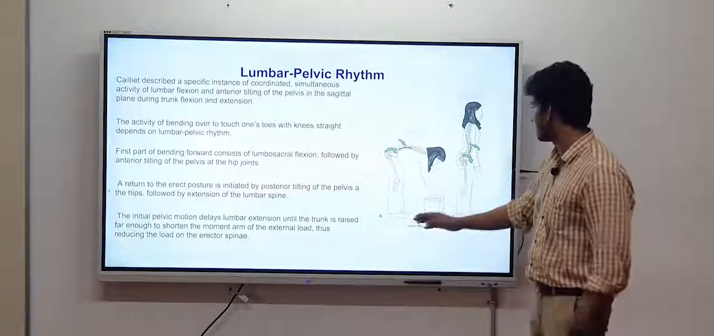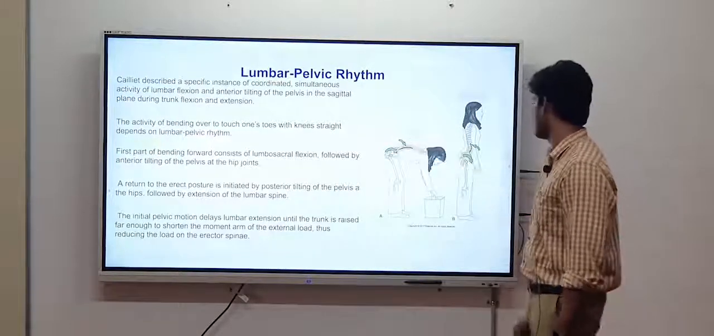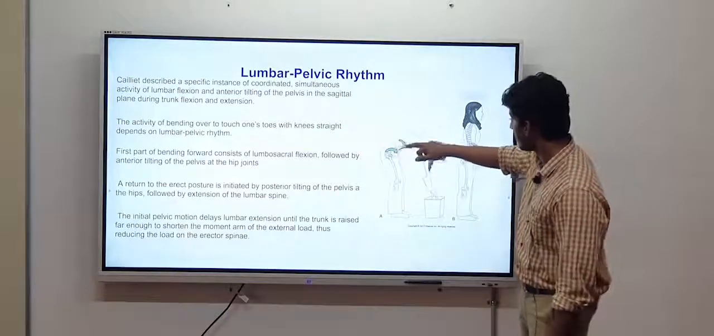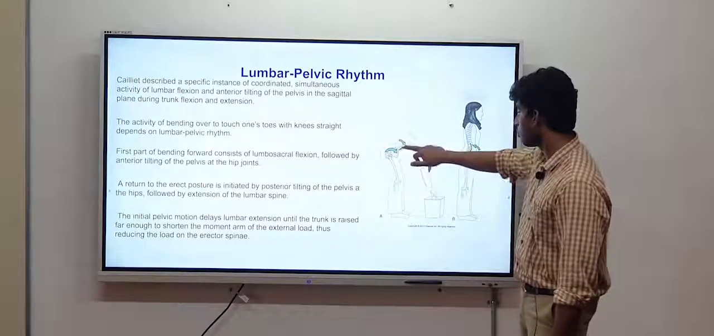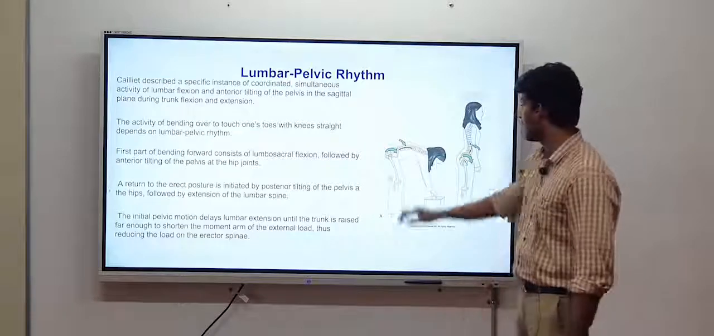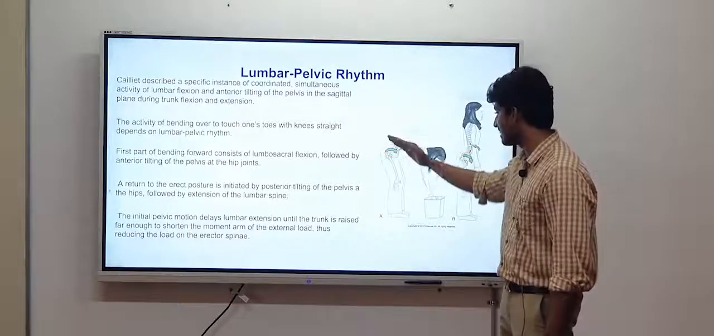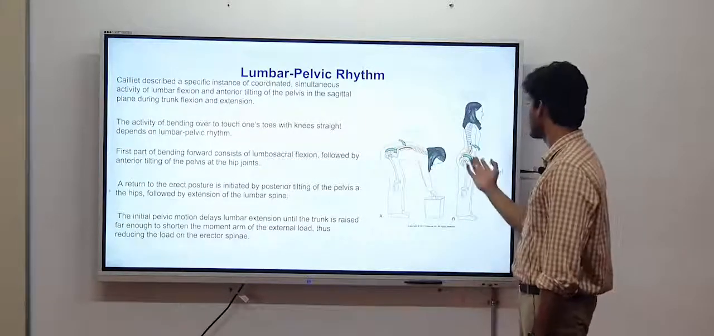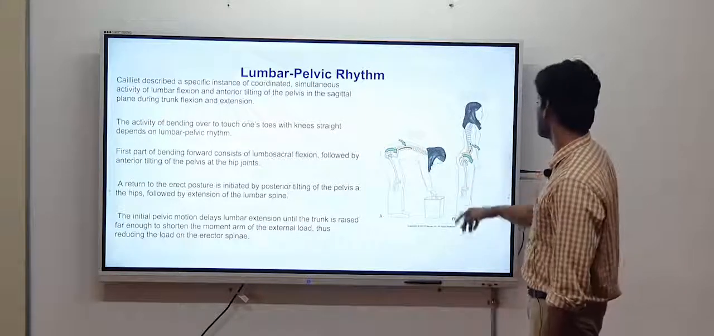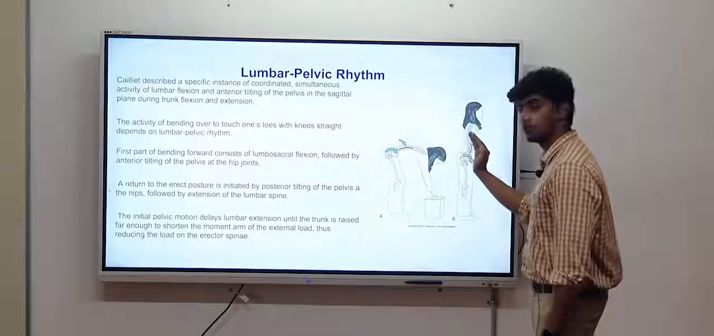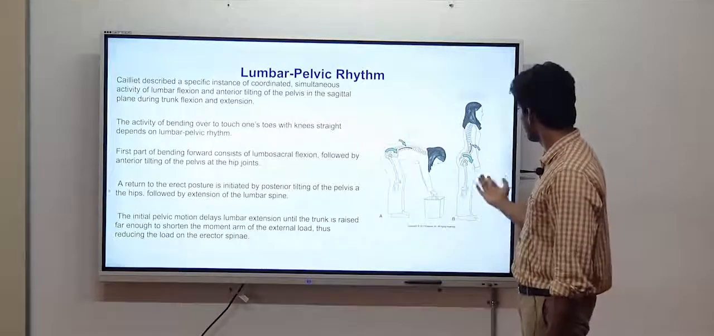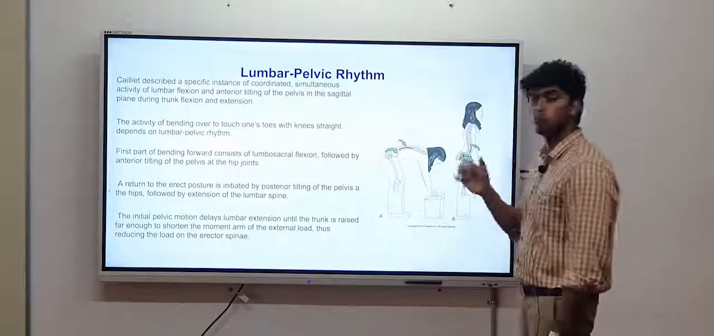Just see the image here. When a person is bending forward, you'll be getting a kyphotic arch over the lumbar area, and the hip or pelvis is tilting anteriorly. That hip will be tilting anteriorly. In the same way, for lumbar extension, the curve will go for a lordotic curve, as well as the hip will have to come back and go for a posterior pelvic tilt.